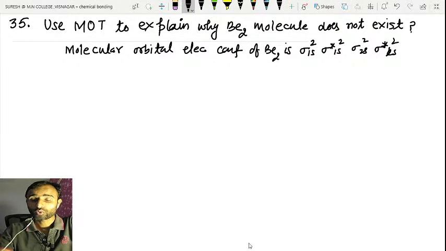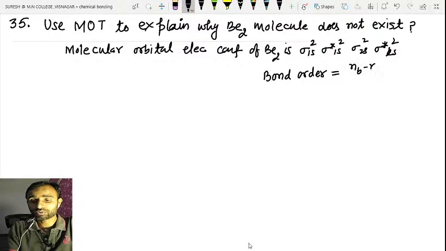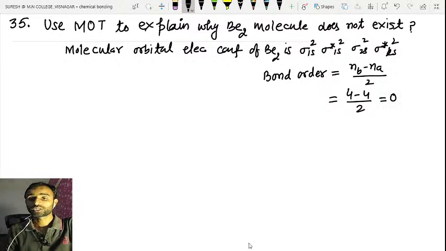Abhay, you have written it is on the basis of VBT, valence bond theory. Okay. On the basis of MOT, we will write the electronic configuration and then we calculate bond order. Bond order is number of bonding electrons minus anti-bonding divided by 2. So bonding electrons 2 plus 2, 4, minus 4, over 2. So it comes out to be 0.